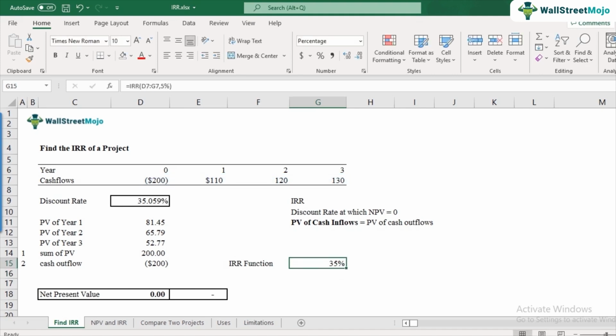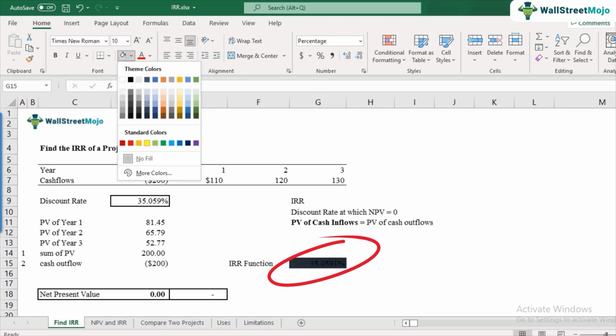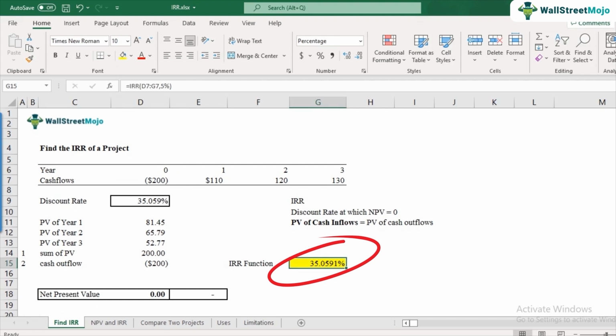As you can see here, the answer comes out to be 35.0591%. So obviously this is a much easier function for calculating IRR, and analysts like us prefer this one to work upon. Now that we understand how to calculate IRR using these two methods, the trial and error method and the IRR Excel function method, we also know that the Excel function method is way easier, and your life can't get easier than that.